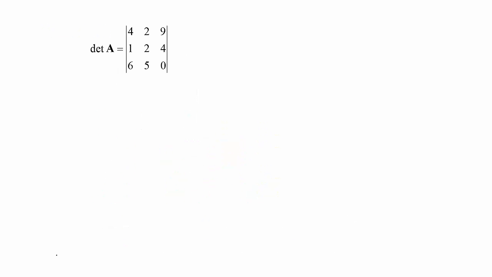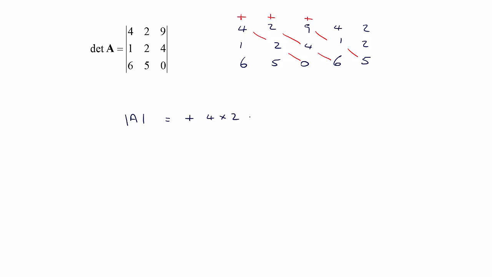Let's have our expanded matrix then for example 7. Starting at the top left-hand corner position, we'll have a plus there, down, down, plus, down, down, plus, down, down. So determinant A is equal to plus 4 by 2 by 0 plus 2 by 4 by 6 plus 9 by 1 by 5 minus 6 by 2 by 9, 5 by 4 by 4, 0 by 1 by 1.